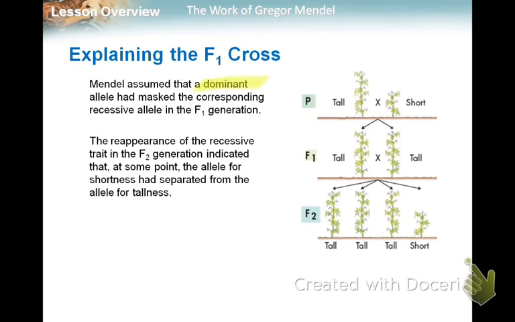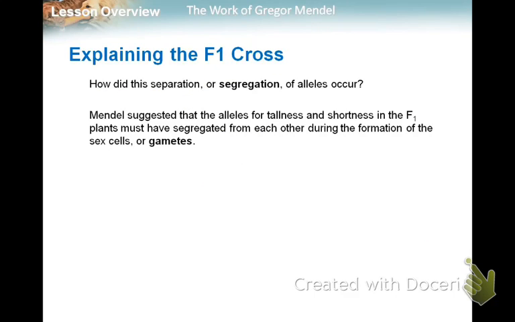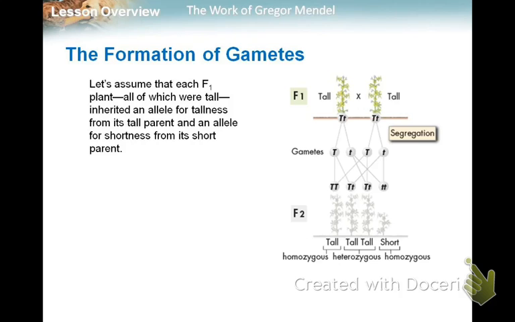That dominant allele had masked the corresponding recessive allele in the F1, and then in the F2, shortness had separated from the allele for tallness. How does this segregation occur? Mendel's suggestion was that those alleles segregated from each other during the formation of gametes. So in the F1 plant, each plant got an allele for tallness from the tall parent and an allele for shortness from its short parent. And that's what you see here.